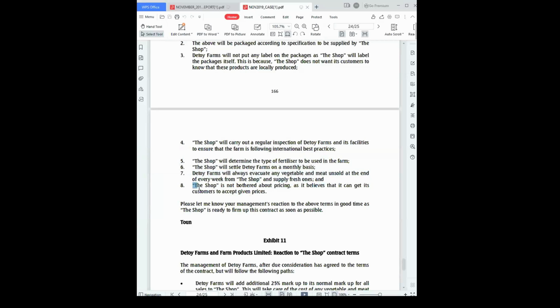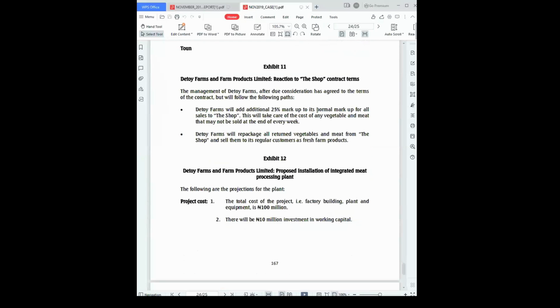And remember, they also said that this shop is not bothered about pricing. With the little knowledge of economics, if prices are too high, demand will be low. So if they don't care about pricing, it will affect the unsold product, and they ask us to come and carry it. Why now? This does not make sense, right? And that is your job to identify.